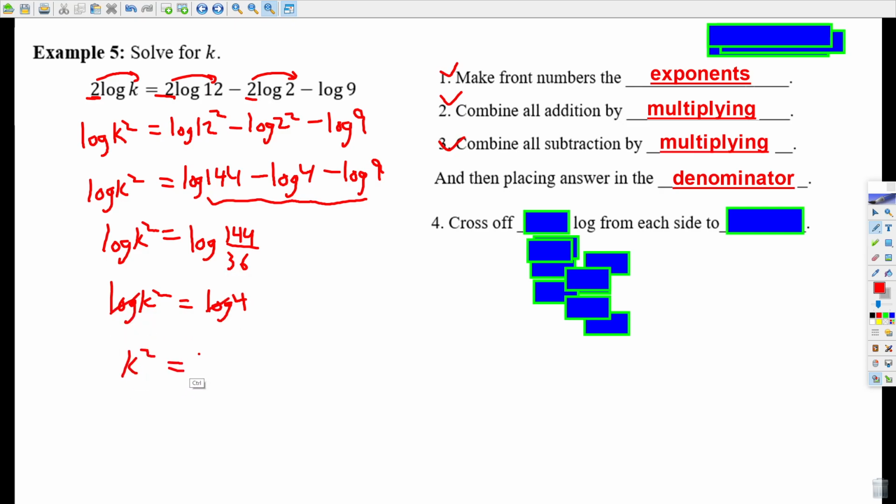We have k squared equals 4. So whenever you see this, you just have to cross off the logs. As long as you have 1 from each side, you can do that. Don't have to worry about doing the circle thing or anything like that. Now we have k squared equals 4, so we can solve that by getting rid of the k squared. The way you do that is doing square root. Get rid of squared. And square root of 4 would be plus or minus 2, if you've forgotten that you have to do plus or minus on those.